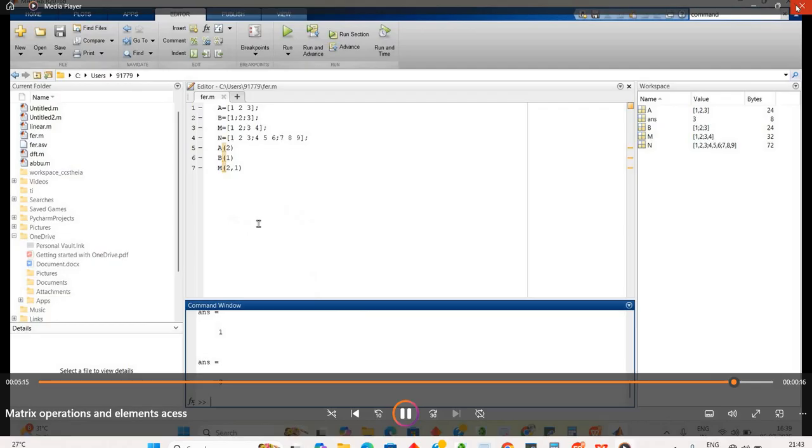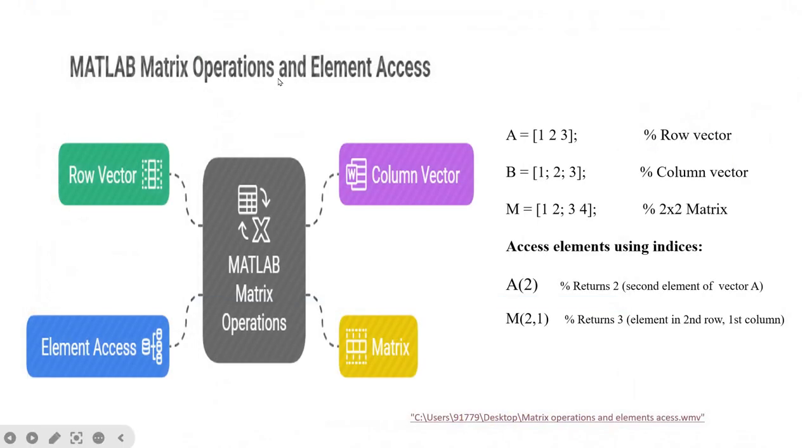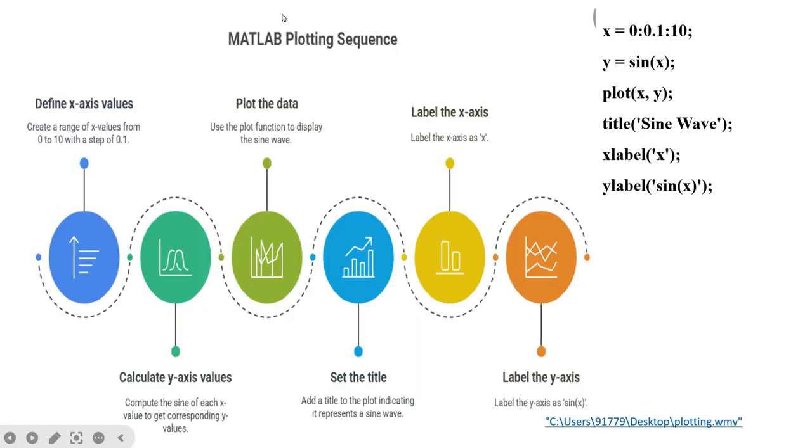Hope you have understood. We will see many more programs on this. These are just the basics: how you have to create a row vector, how you have to create a column vector and a matrix, and how you need to access the elements from these. So this was about the matrix operations and accessing the elements from the matrices.